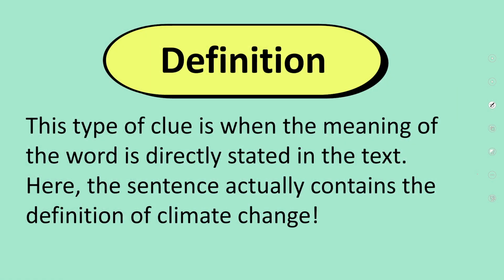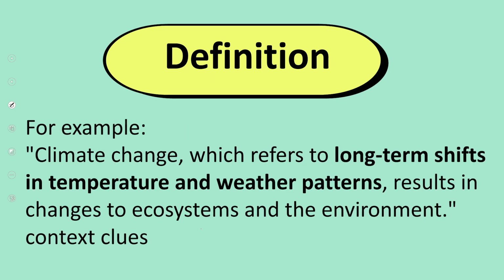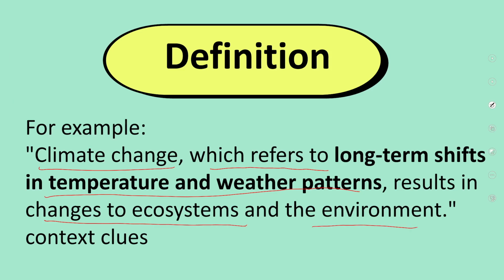Now, the definition context clue is when the meaning of the word is directly stated in the text. This is just what we did in the previous slide when we were finding the meaning of the word ecstatic. Here, the sentence actually contains the definition of climate change. Now, let's look at this example. Climate change, which refers to long-term shifts in temperature and weather patterns, results in changes to ecosystems and the environment.